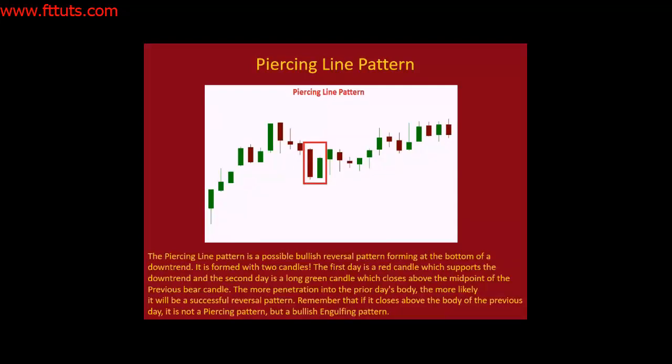Piercing line pattern. The piercing line pattern is a possible bullish reversal pattern forming at the bottom of a downtrend. It is formed with two candles. The first day is a red candle which supports the downtrend, and the second day is a long green candle which closes above the midpoint of the previous bear candle. The more penetration into the prior day's body, the more likely it will be a successful reversal pattern. Remember that if it closes above the body of the previous day, it is not a piercing pattern, but a bullish engulfing pattern.